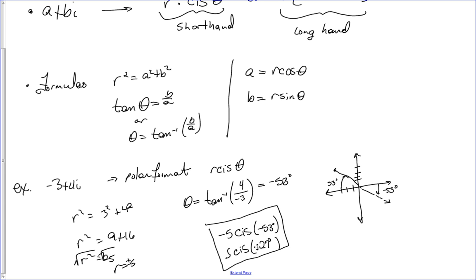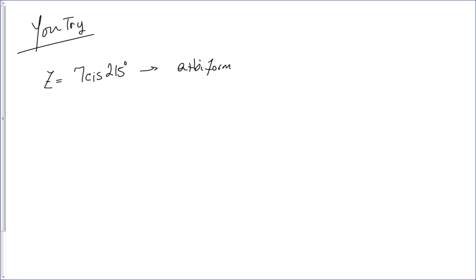All right, I want you to try this one. See if you can do it. I want you to take z equals 7 CIS of 215 degrees, and put it into a plus bi format. Pause the video and put this one in a plus bi format.